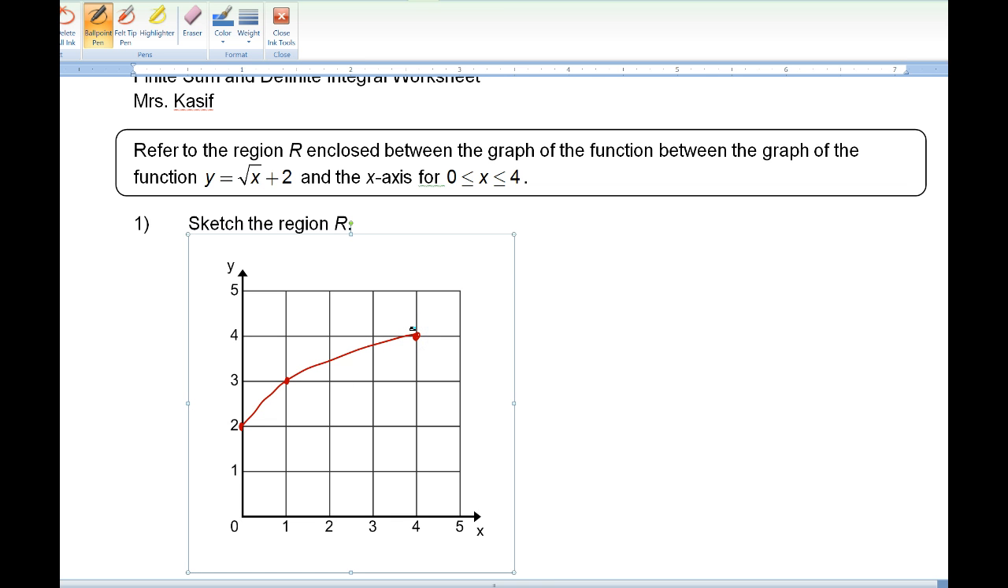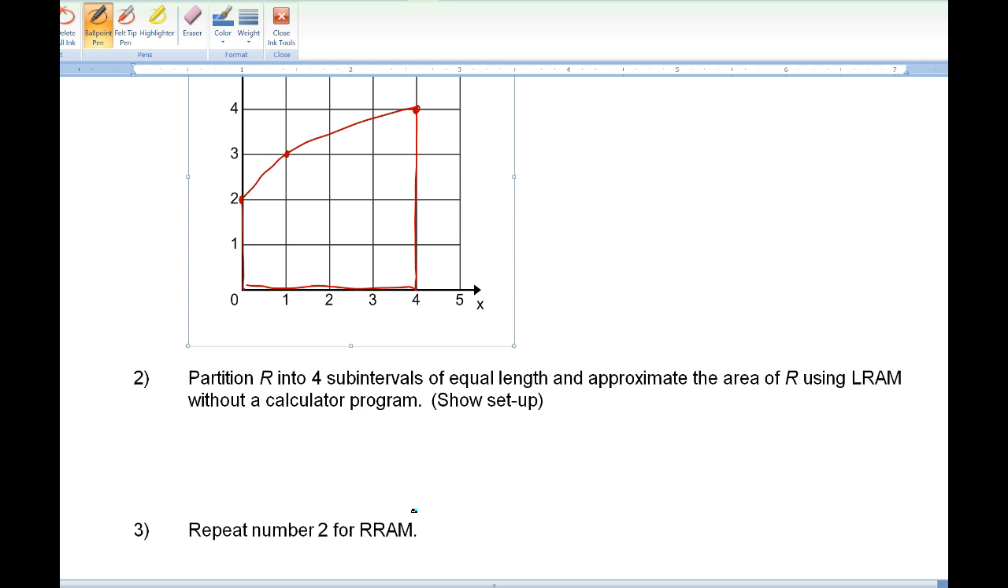Okay, so there's the graph, and what I want to look at is this region in here that's enclosed. Now, if you draw in the rectangles, just note that the rectangles for LRAM and RRAM are going to be different, and MRAM also is going to be different than the trapezoidal approximation. So as a warning, I might go back and erase them and do them differently for the next sum. So let's look at the first one.